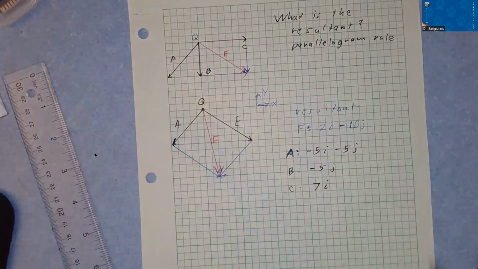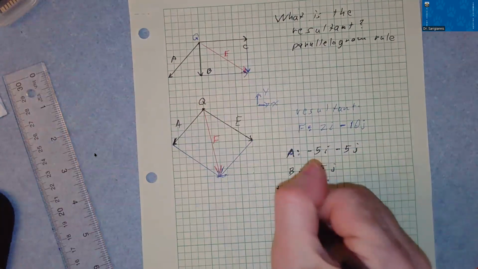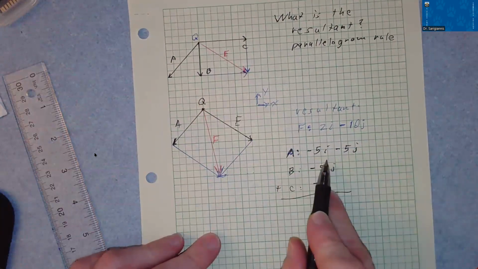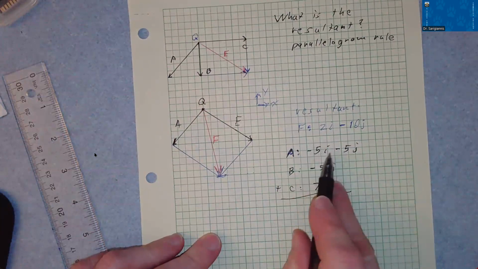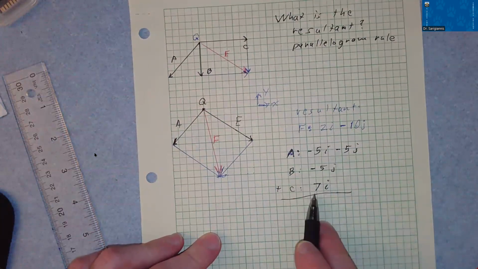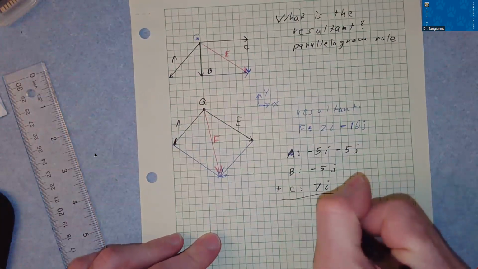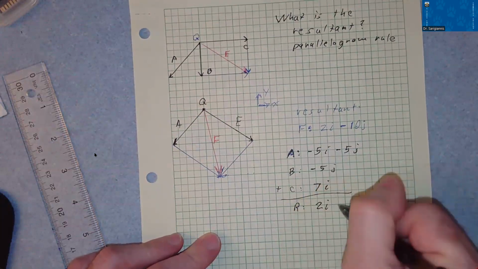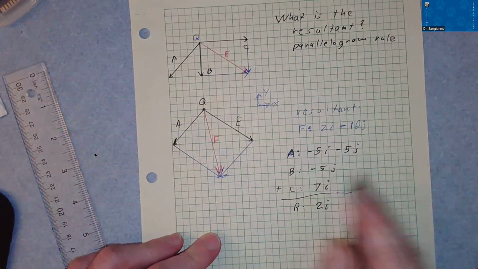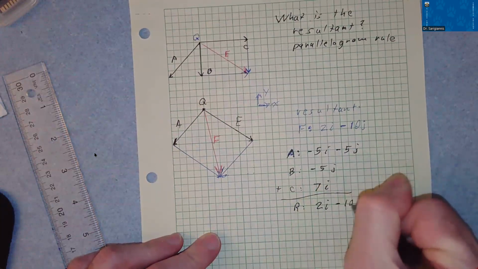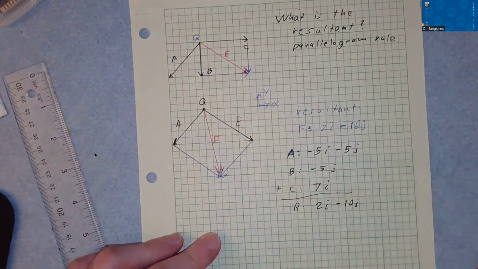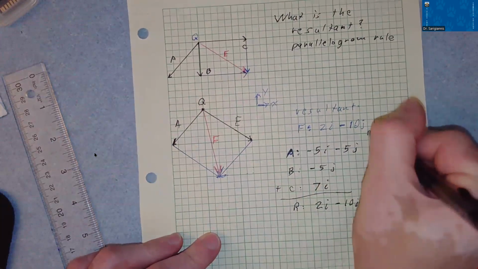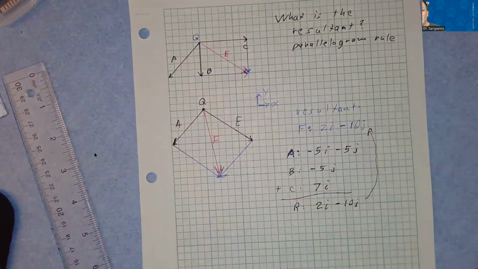So if we add A, B, C up, let's add up all the I terms. We got negative 5I plus 7I. Oh, that's 2I. We'll call this the resultant. And then we have negative 5J and negative 5J, minus 10J, right? And we see this matches what we did graphically using the parallelogram rule.